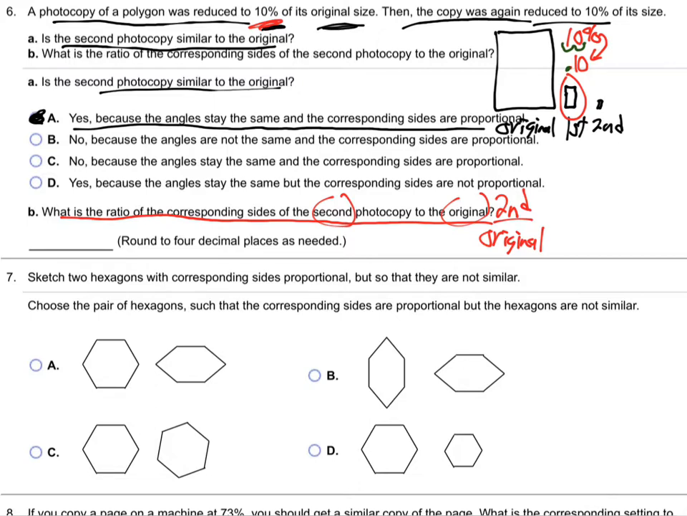And then we do it one more time. We do another 10% of 10%. So you just take 0.10 times 0.10 again. And that's 0.01. So the answer is 0.01. The second copy is 0.01 of the original. Oh, and they say 4 decimal places.